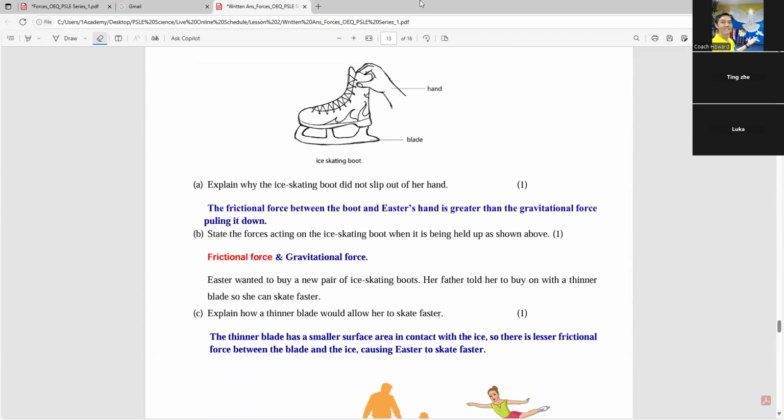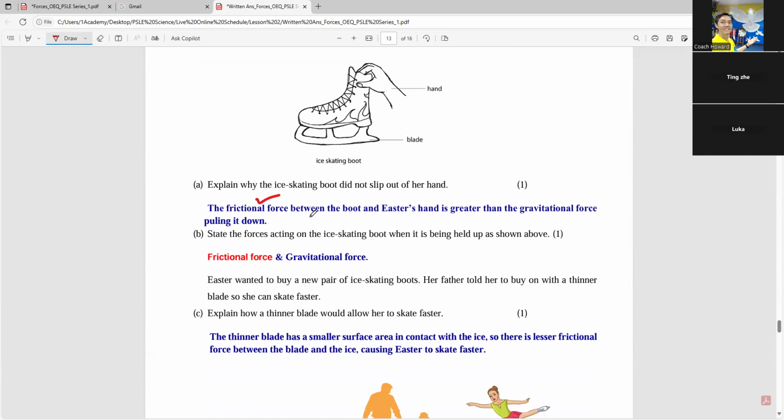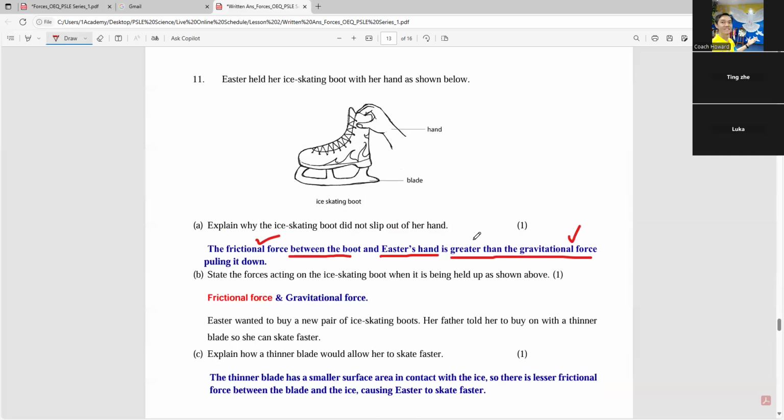Remember, I told you earlier, do not use the word overcome, right? Use the words greater than. So you should say the frictional force between the boot and Easter's hand is greater than the gravitational force pulling it down. To be more specific, you can say the frictional force. Actually, it's not upward, because it's just holding here. So the frictional force between the boot and Easter's hand is greater than the gravitational force pulling it down. Therefore, it did not slip out of the hand.